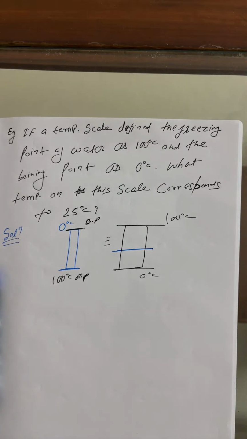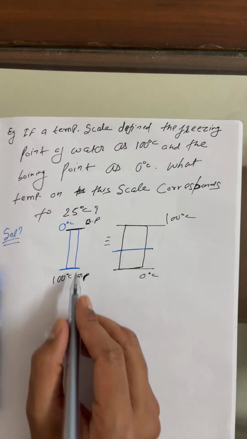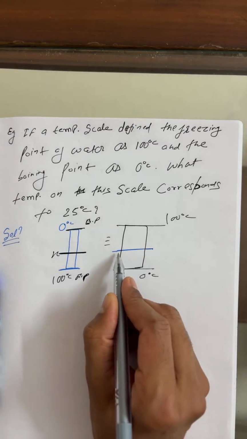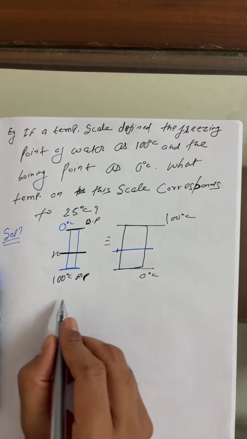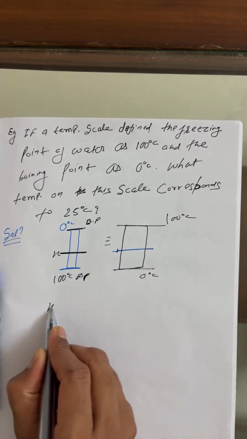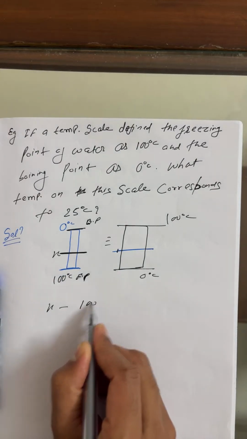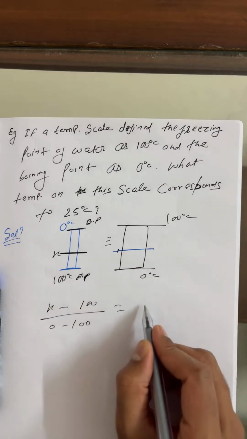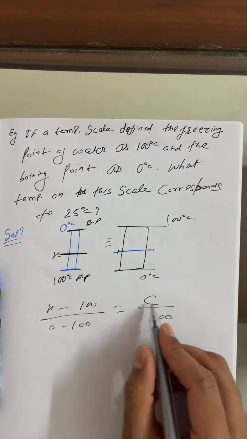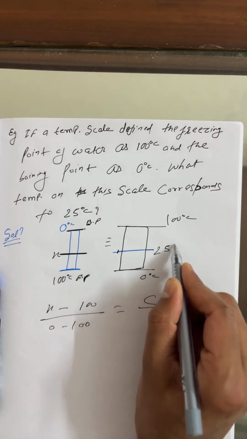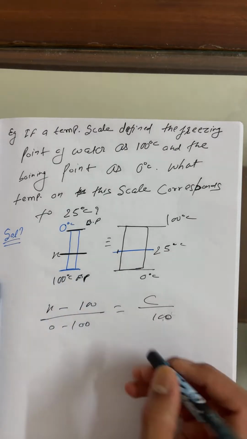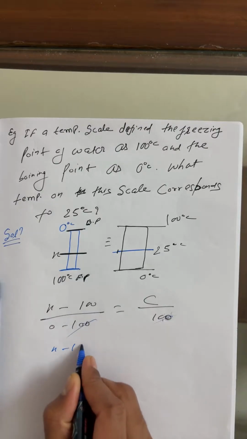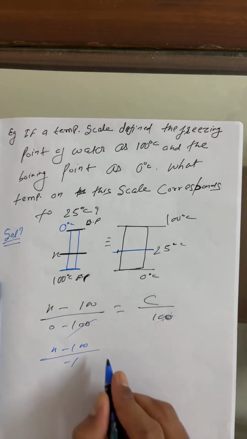You don't know this, so let us suppose this is X. This is known for us: 25 degrees Celsius. Scale reading X minus the freezing point 100, upon boiling point 0 minus 100. This is C upon 100, and C is mentioned here, that is 25 degrees Celsius. So we can put it: X minus 100 upon minus 1.